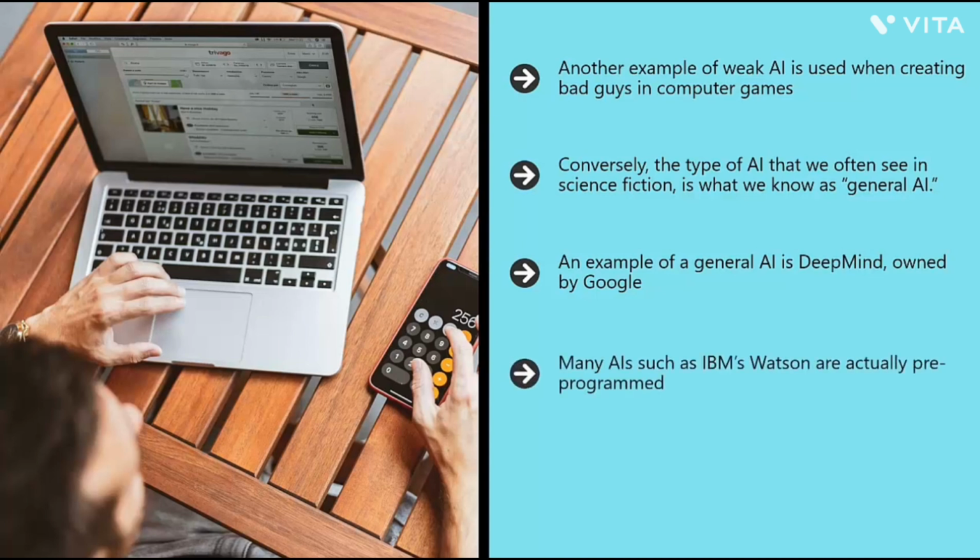Many AIs, such as IBM's Watson, are actually pre-programmed. That means that they work using a kind of flowchart and will answer questions with the same answer every time. On the other hand, DeepMind is apparently able to think and respond via a convolutional neural network. Certain behaviors are reinforced and encouraged, and these will begin to become more prominent.